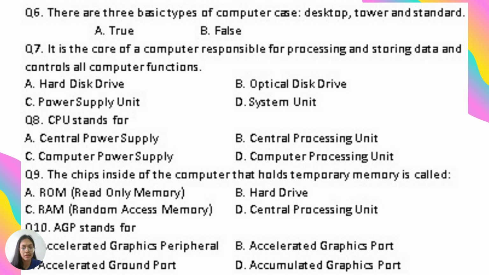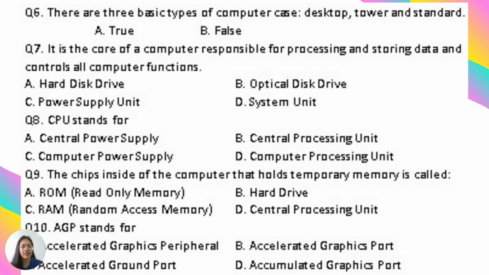Next, number 6. Anyone? Yes, it is false. There are only 2 basic types na computer case, which is this, the desktop and standard. Number 7. Yes, system unit. From the word core of a computer, which is responsible for processing and storing data.